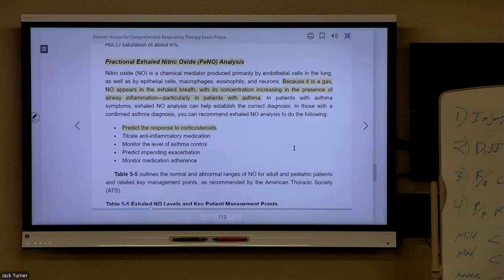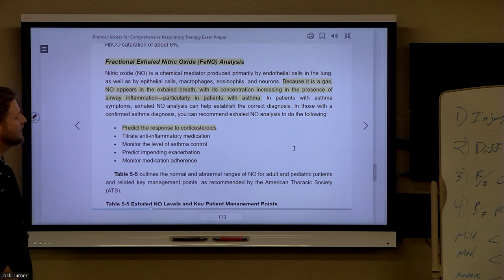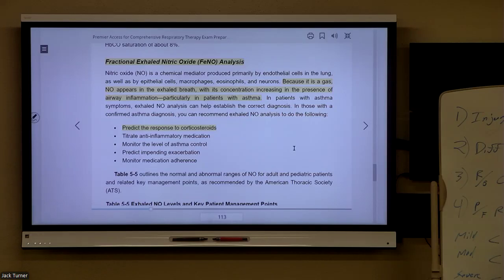Okay, so pheno can tell me airway inflammation, which can be really helpful, especially in asthmatics. So I want to go ahead and look at this for asthmatics. Not only is this going to tell me if this person is having an inflammatory response with asthma, it's also going to tell me how they respond to steroids. Because what do steroids treat?